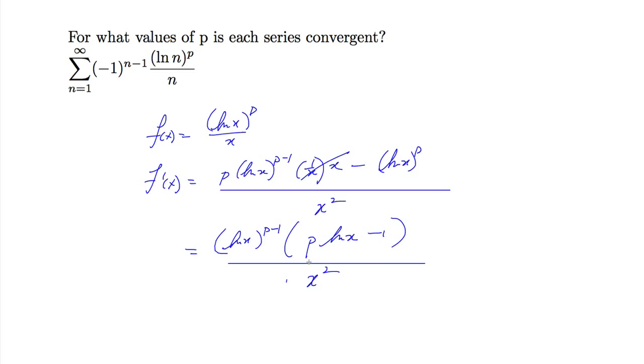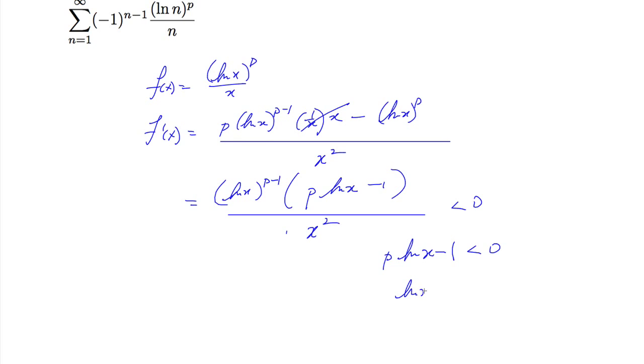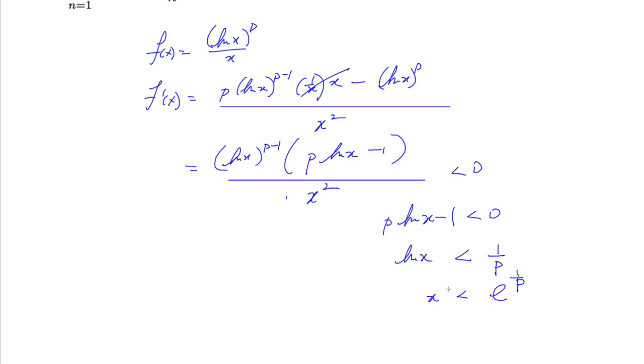So this is always positive, and this is also always positive, right? Provided that x is greater than or equal to 1. If it's actually equal to 1, the whole thing will turn into 0. Okay, but provided it's greater than 1, this is always positive. So the whole thing will be negative if p ln of x minus 1 is negative, which means when ln of x is less than 1 over p, which means when x is less than e to the power 1 over p. Okay, which is not good.